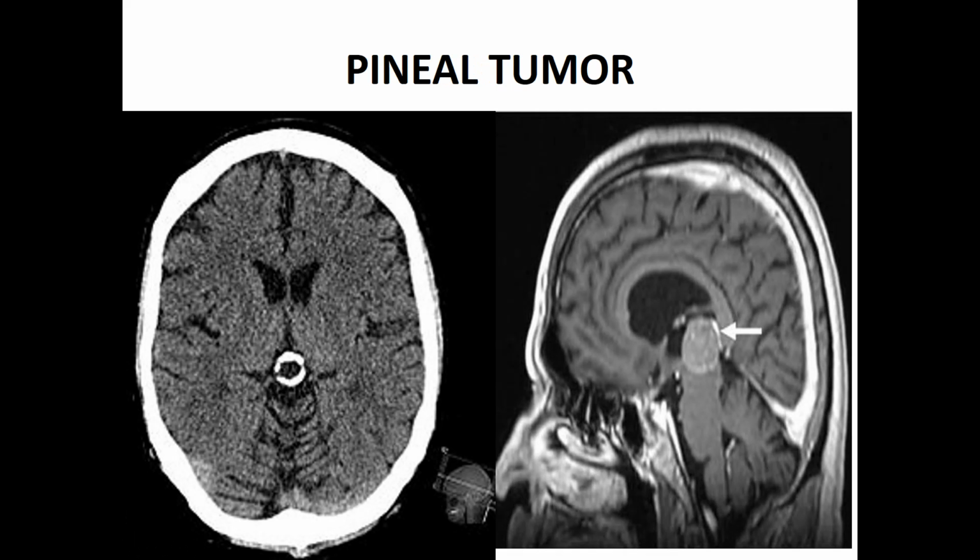So again, you can see that this is a pineal gland tumor. This pineal gland tumor is causing obstruction at the level of the third ventricle. So there is no connection between the upper ventricles and the lower fourth ventricle. And again, this is an example of obstructive or non-communicating hydrocephalus.